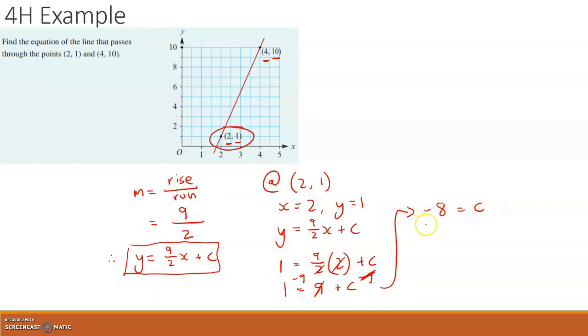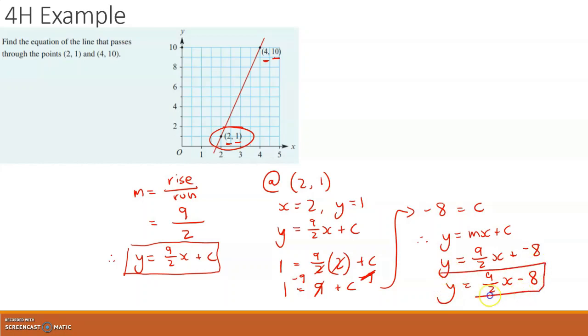So now that I've got m and c, I'm finished. Because now I can say, therefore, y equals mx plus c. In this case, it's y equals 9 over 2 x plus negative 8, or y equals 9 over 2x minus 8. So that's the equation of the straight line that's marked on the graph above. Y equals 9 over 2x minus 8.